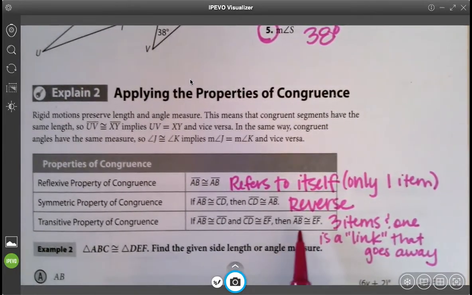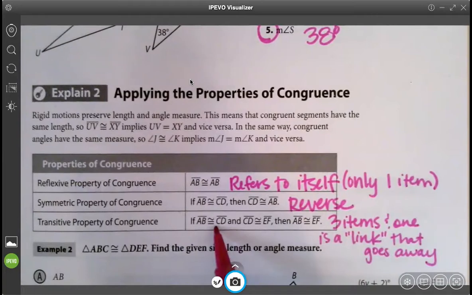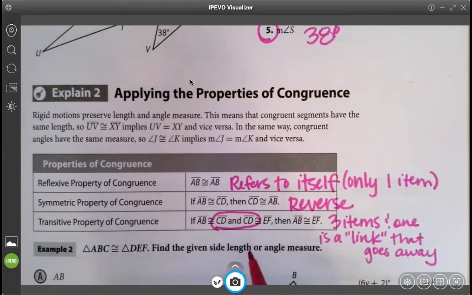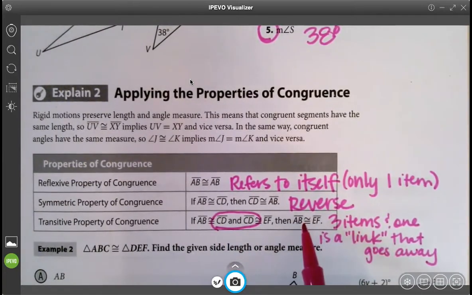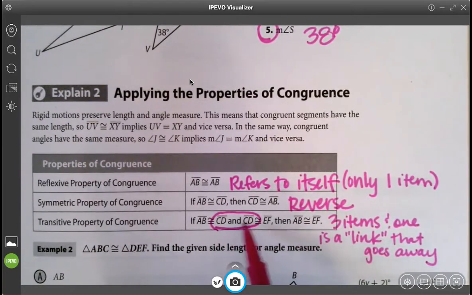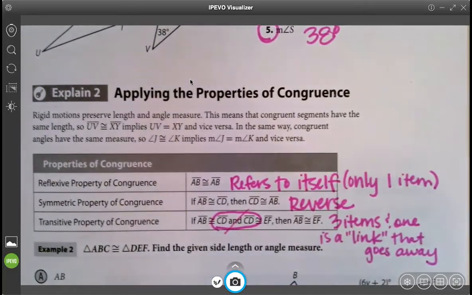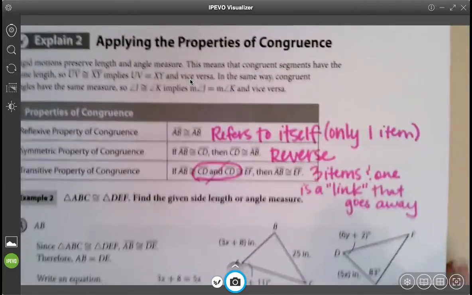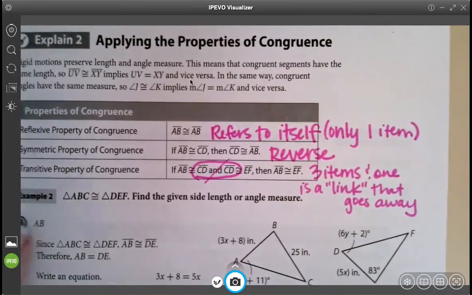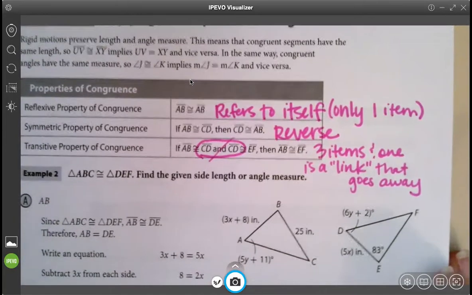Well, what did AB and EF have in common? CD. And then over here, CD is gone. This is your link that you don't need anymore. It first links them up, and then it ends by just going away. That's going to be transitive property every time. 3 items, 2 of them are equal to a middle thing, and then that middle thing is gone. All right, so a couple of examples, but it's the same basic idea that you've been using.